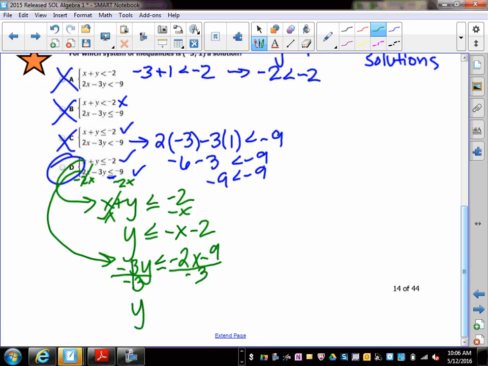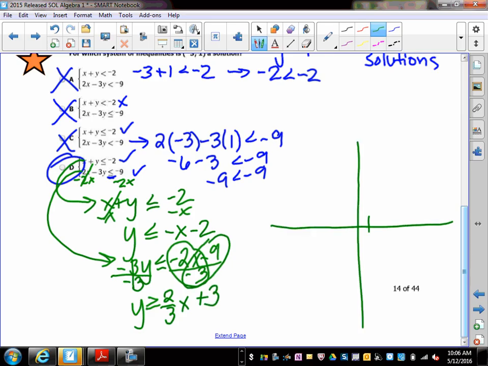I have y is, what do I have to do when I divide by a negative? Switch the sign. Flip the sign. Good. So y is greater than or equal to 2/3 x plus 3. So when I graph this, let's see, I have a y-intercept of 3, and up 2 over 3, down 2 over 3. So it's or equal to, so it's going to be a solid line.